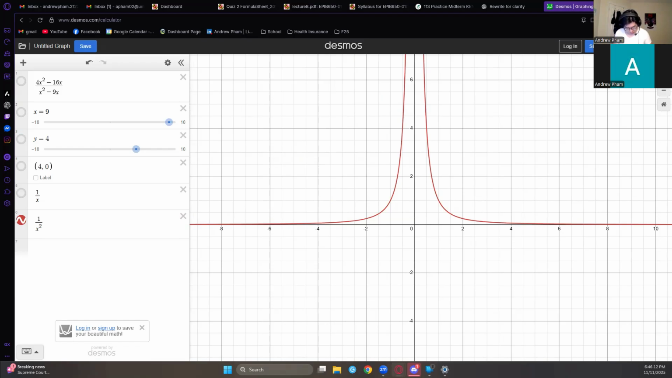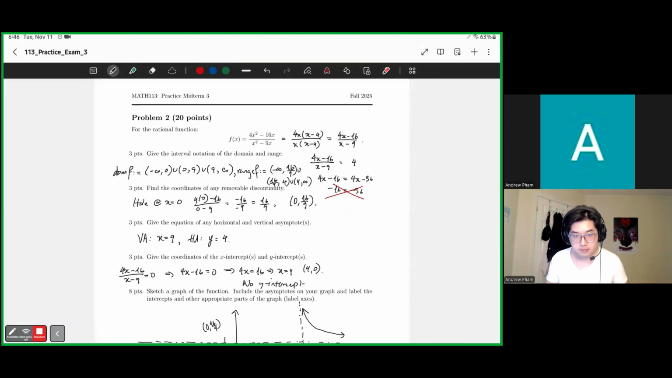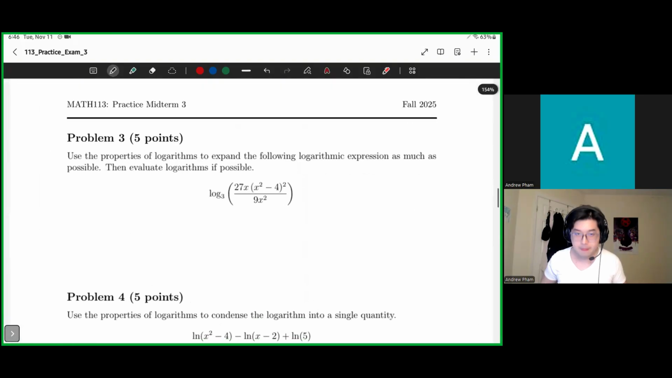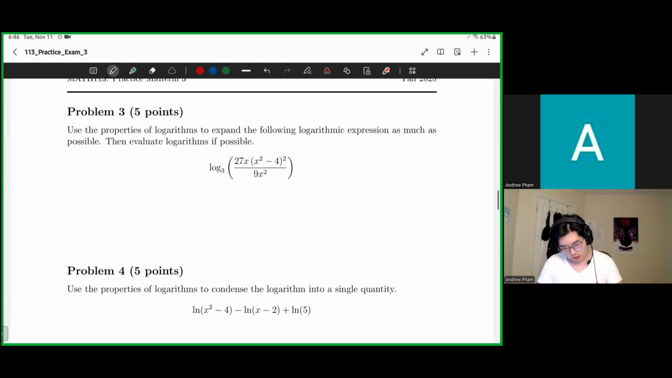All right, back to the practice exam. Let me share my screen. So, going on to problem 3, we're now doing the stuff with logarithms. Number 3 is: I want to use the rules of logarithms to expand out this one logarithm as much as possible. First of all, we can start with seeing that I have a division. So automatically I think to use the quotient rule.